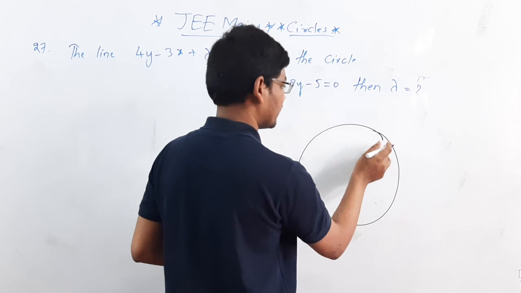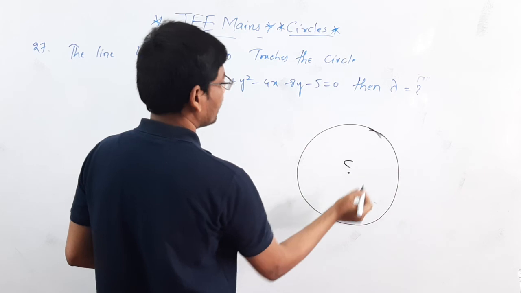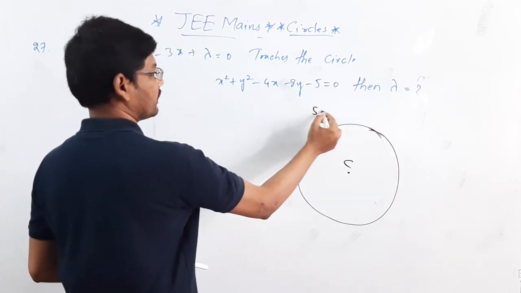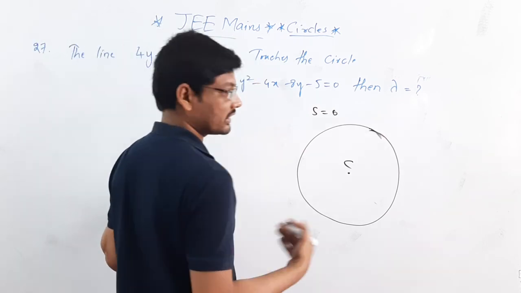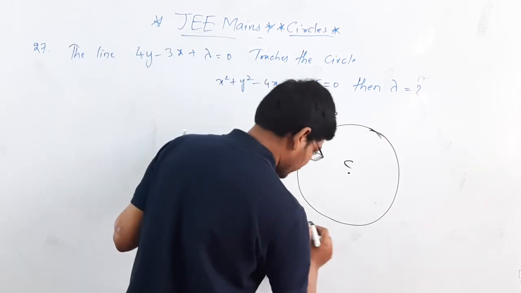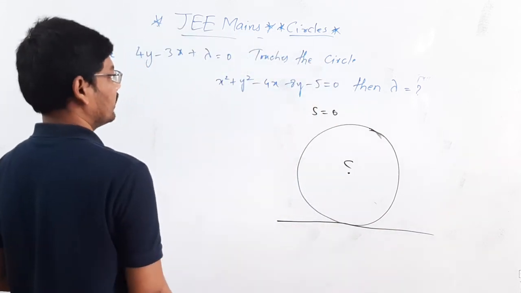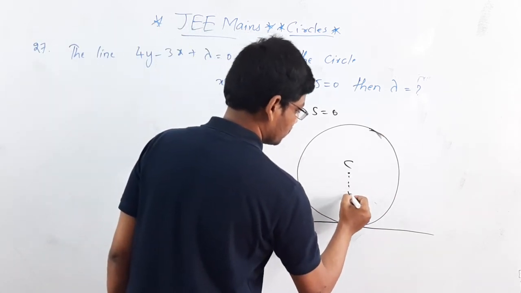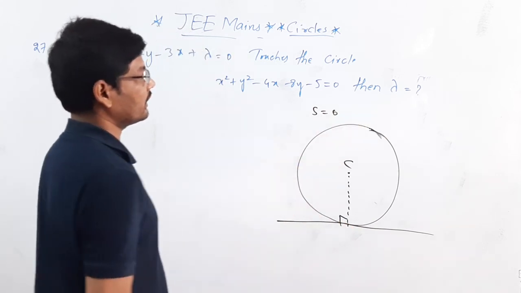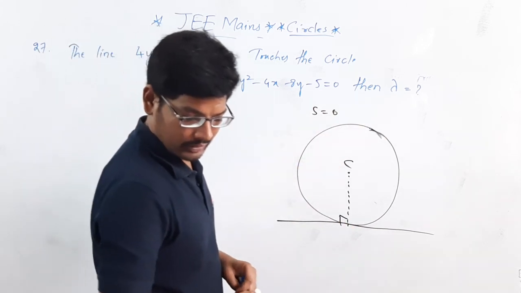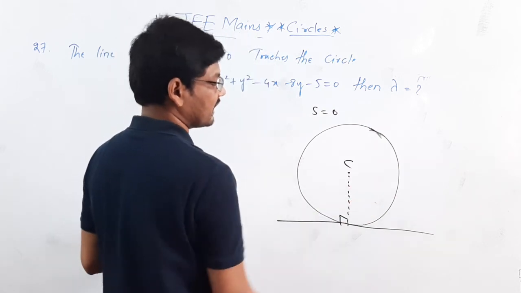I am assuming this is the circle having center C, and the circle equation is S equal to 0, and we have a tangent. Touches the circle is nothing but simply we can call it a tangent, and it is touching the circle here. From this center to this line we can call this the perpendicular distance. Perpendicular distance is nothing but the radius here.